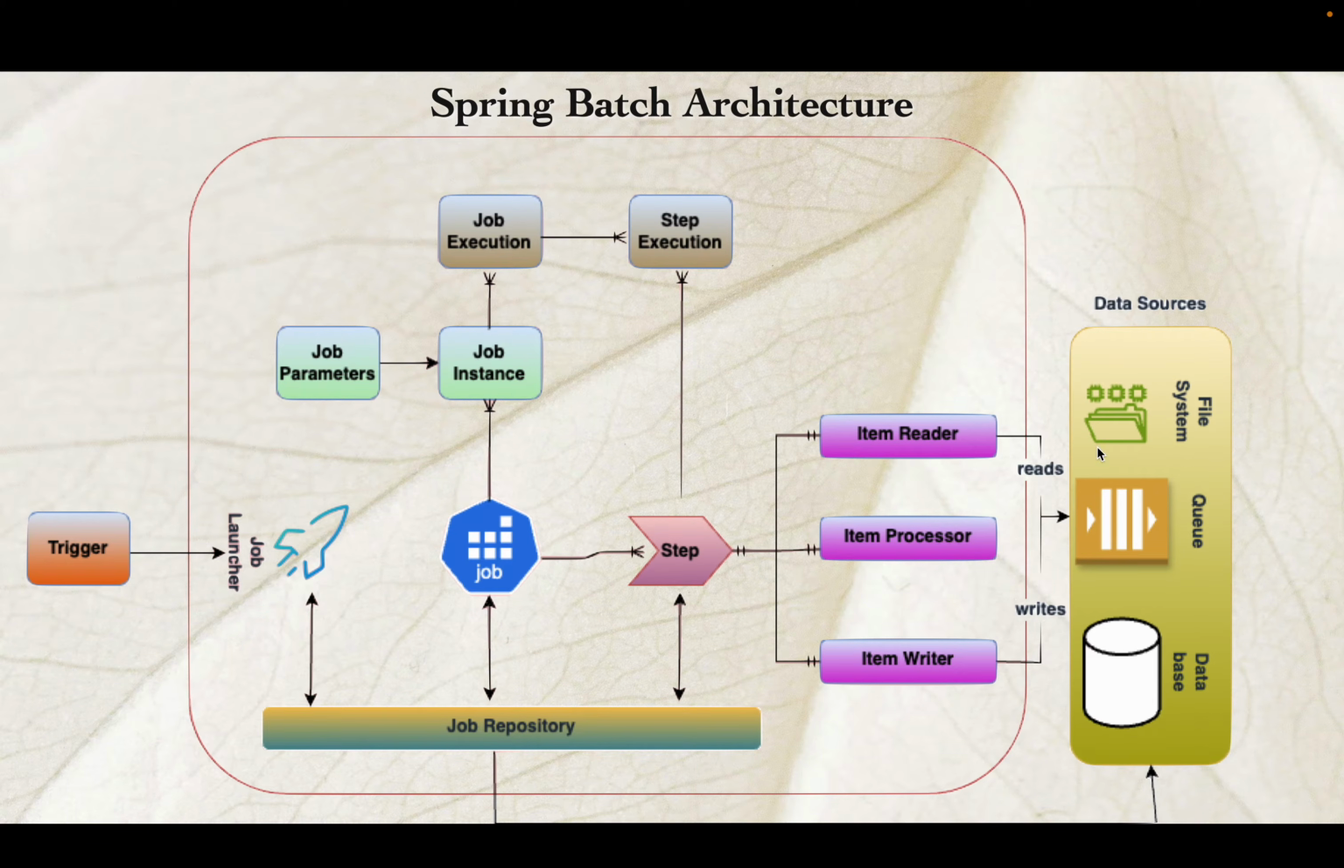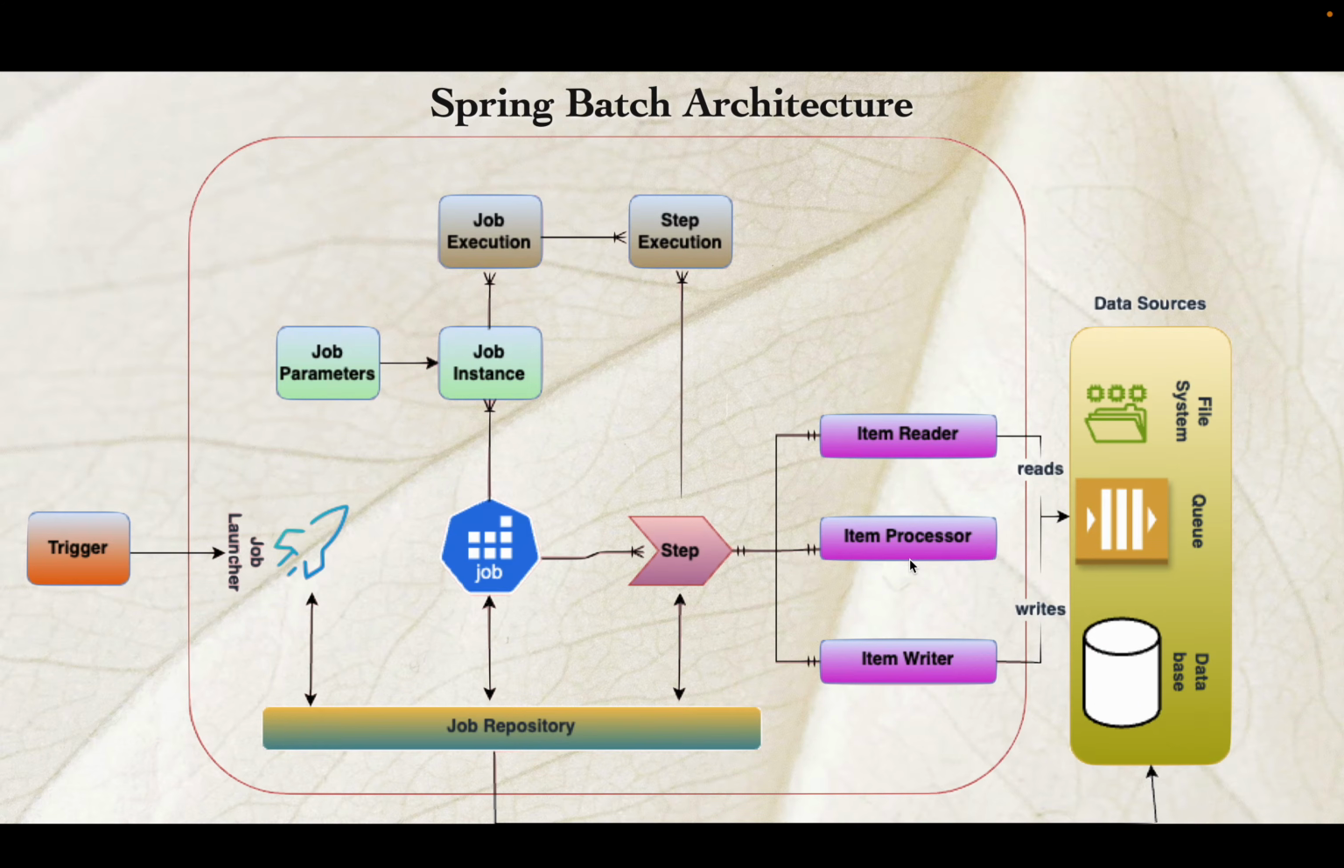Then what do we need to do? We need to read that Excel file. So to read that Excel file, first we will create an item reader. That is what we are going to do first. Then we are going to create an item processor. I'll explain what we will do in the processor. It's not a mandatory step to have a processor, but if we need to process that data, then we need it. So I'm going to give a very simple example in our demo.